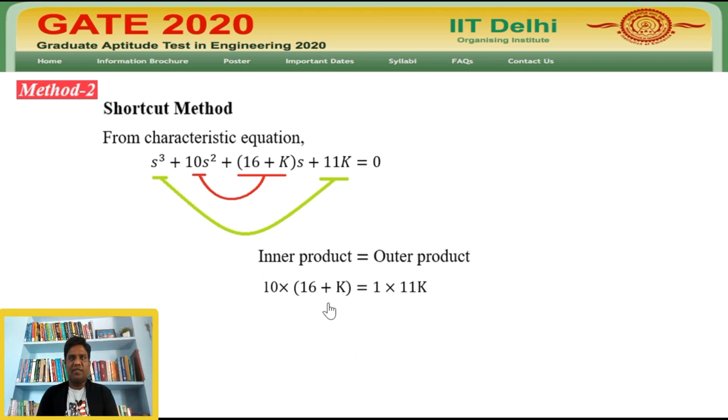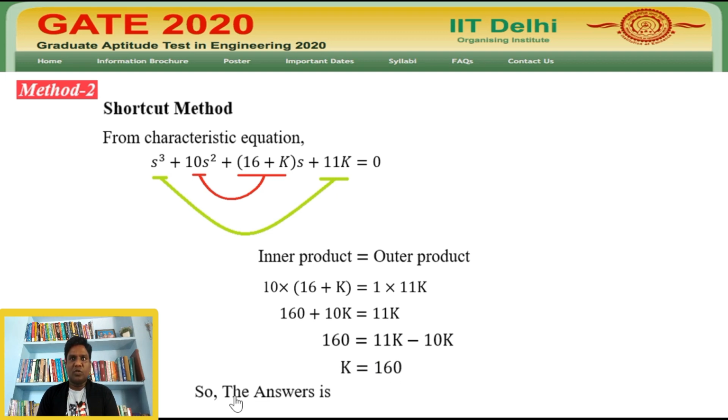In this equation, on the left hand side, 10 into 16 is 160 and 10 into k is 10k. After that, the equation will be 160 plus 10k equal to 11k. Next, shift 10k to the right hand side, then the equation is 160 equal to 11k minus 10k. On the right hand side of this equation, 11k minus 10k is 1k. So finally k equal to 160, which means the system is marginally stable at k equal to 160. So the answer is k equal to 160. This is the required answer for this problem.